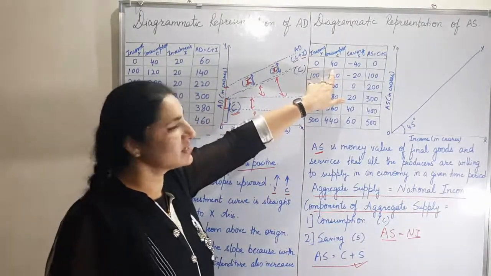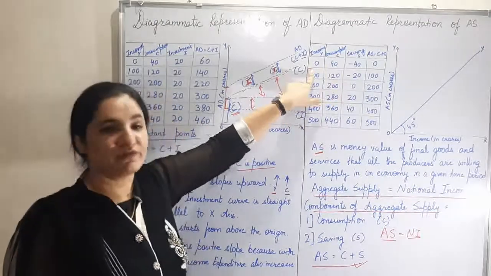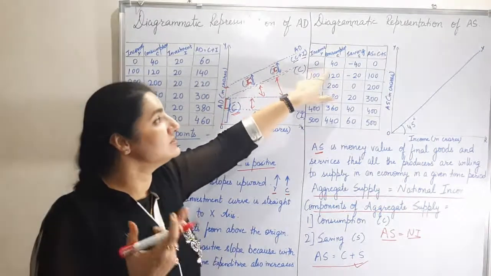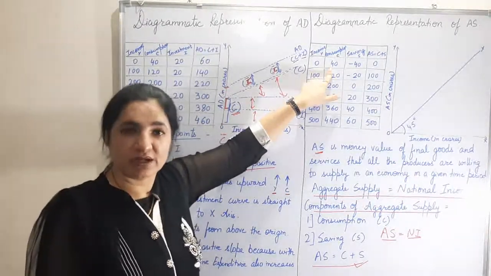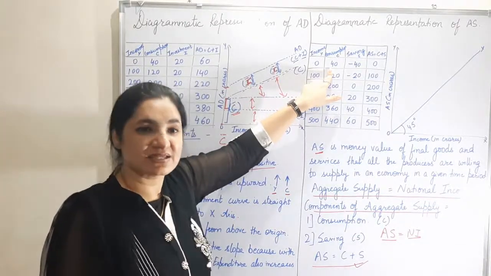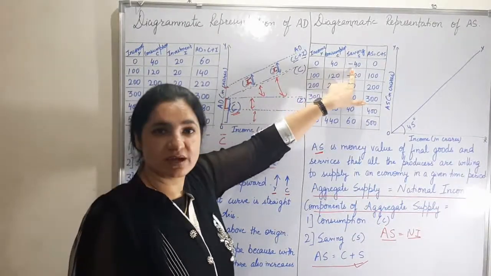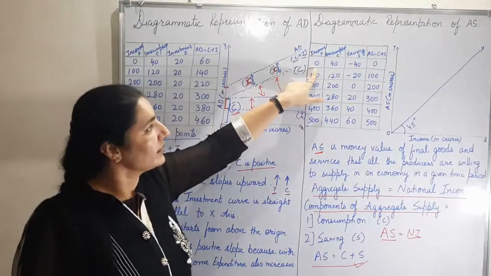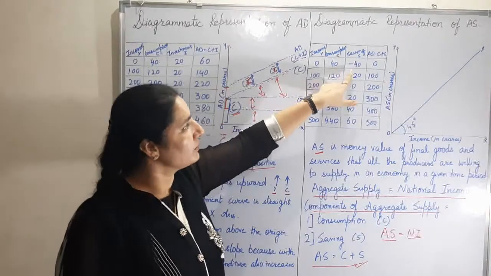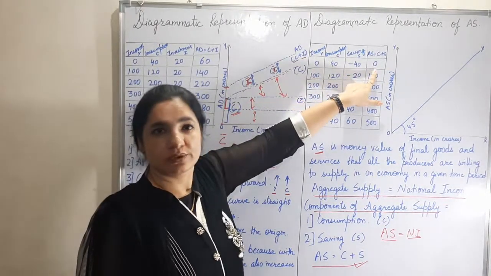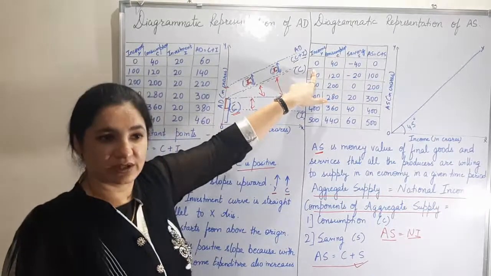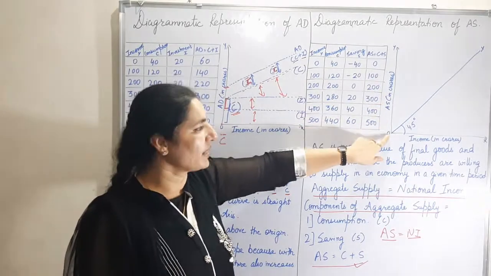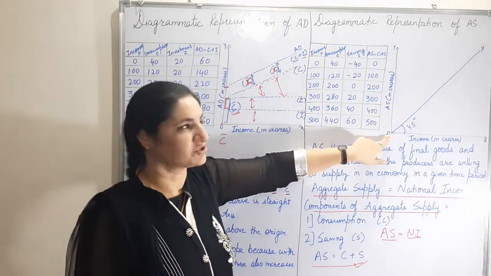So if consumption is 40 at zero level of income, it means the person who is consuming at zero level of income must be utilizing his previous saving. So saving is coming to minus 40. So here aggregate supply will be 0. It means at zero level of income, aggregate supply is 0. This is the reason the aggregate supply curve is starting from the origin.